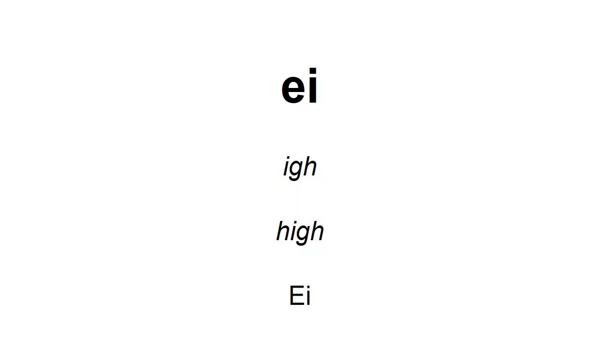By contrast, EI makes the sound I, as in high. For example, the Dutch word ei, which means an egg.